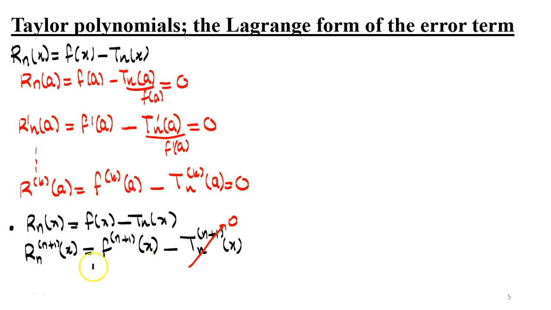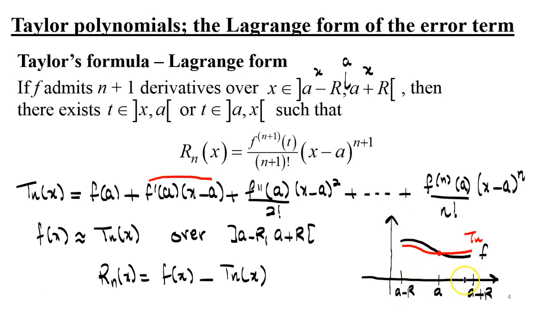So we'd be left with the n plus 1 derivative of Rn equal to the derivative of order n plus 1 of f. Now, why is this useful? Because over here we're working over a finite interval, the interval of convergence that would go from a minus r to a plus r.